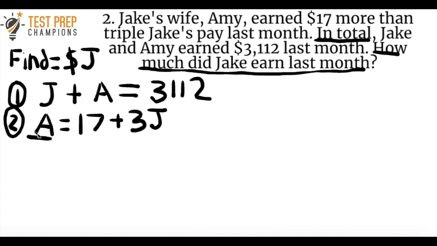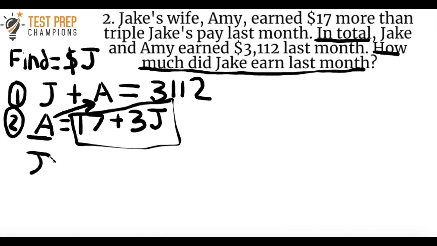And so then we want to substitute this value in here, right? So we want to take the second equation, which is A equals 17 plus 3J. And we want to substitute that into the first equation for A. So this part here, 17 plus 3J, since we know that that's equal to A, we can take our first equation and replace the A in the first equation with 17 plus 3J. And so this is going to give us just one variable, because in this scenario here, we've got two variables. We've got J and we've got A. So now, if we do this right, we're going to have J plus 17 plus 3J.